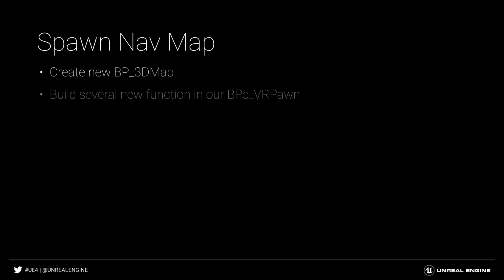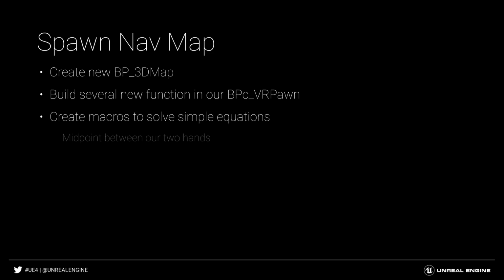We will build several functions in our VR pawn to spawn and manipulate the map with our motion controllers using transform data that we will receive from some simple equations. One being the 3D location of the midpoint between our two hands to place the map, and the other being the distance between our two hands to determine the offset and validity of the map. This will all make more sense shortly.